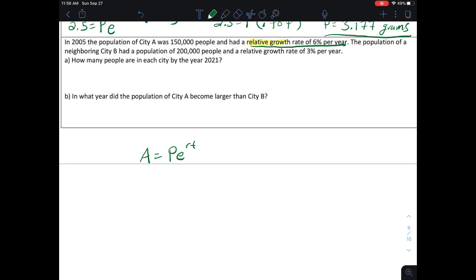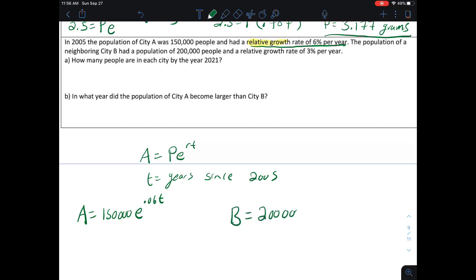Now, I need to write an equation for both city A and city B. Now, make a note that T is going to be years since the year 2005. So, my equation for city A, I'll let that be A. So, A is going to equal 150,000 times E to the 0.06 T power. For B, started with 200,000 times E, and its growth rate is only 3%, so 0.03 times T power.